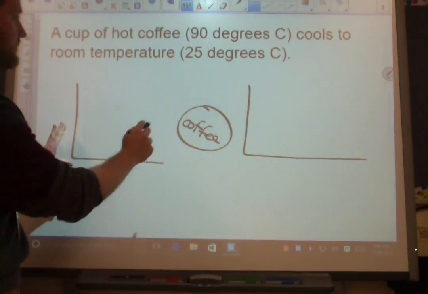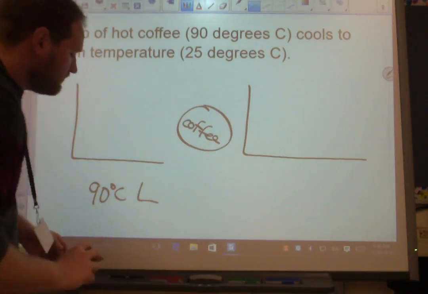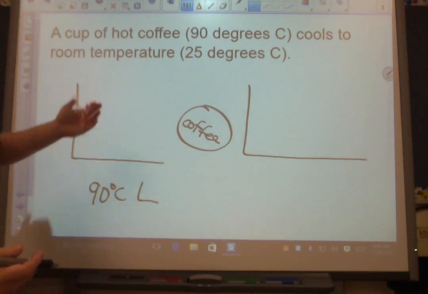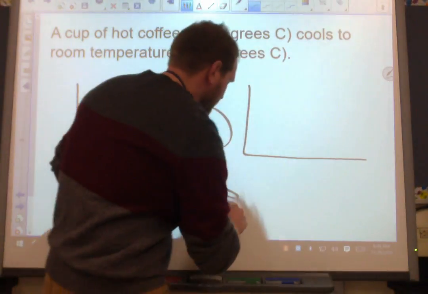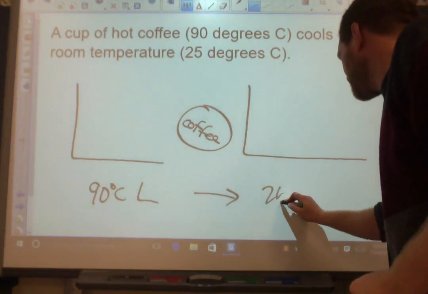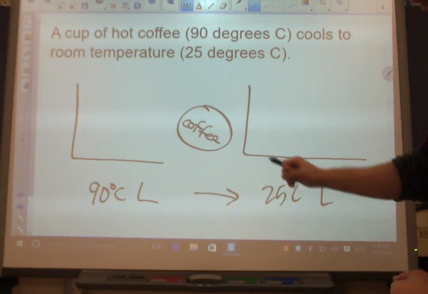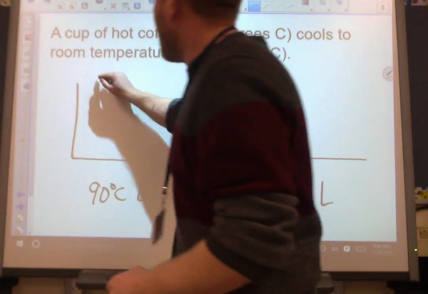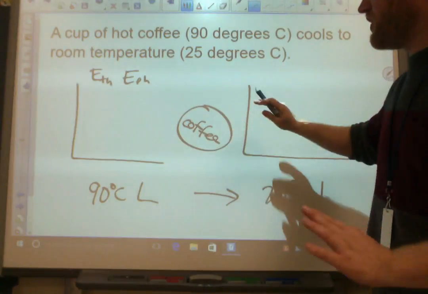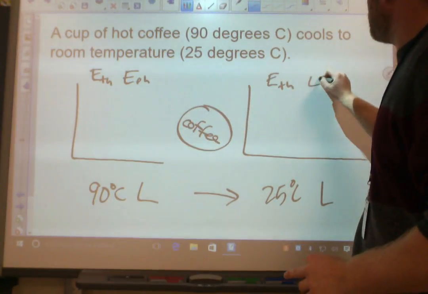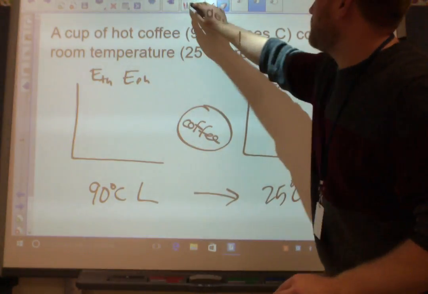All right, so down here I want to start with my temperature and my phase. So it's 90 degrees Celsius, and it's going to be liquid. And you know that, not just because it says hot coffee, but because we're assuming it's water, and if you're at 90 degrees, you're in a liquid phase. And that's going to be turning into 25 degrees Celsius, liquid as well. Okay? You're not going to freeze it until it gets to 0 or anything like that. So that's our initial setup. So we're going to write ETH, EPH. Don't worry about ECH. No chemical change happening here. ETH, ECH, oh, not CH, pH.